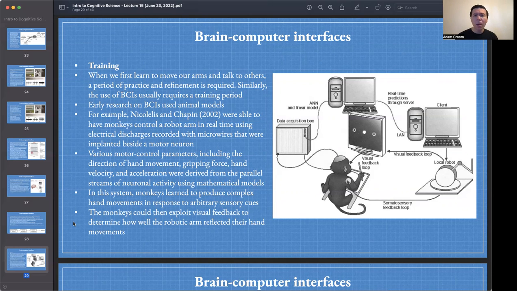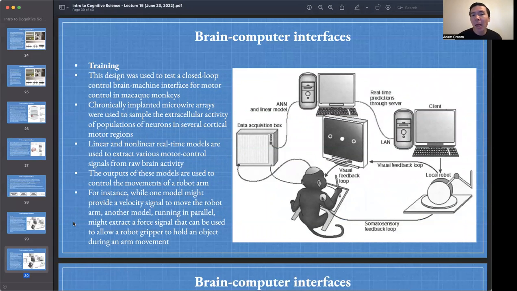In this system, monkeys learned to produce complex hand movements in response to arbitrary sensory cues. The monkeys could then exploit visual feedback to determine how well the robotic arm reflected their hand movements. This design was used to test a closed loop control brain-machine interface for motor control in the macaque monkey. Chronically implanted microwire arrays were used to sample the extracellular activity of populations of neurons in several cortical motor regions. Linear and nonlinear real-time models are used to extract various motor control signals from raw brain activity. The outputs of these models are used to control the movements of a robotic arm.